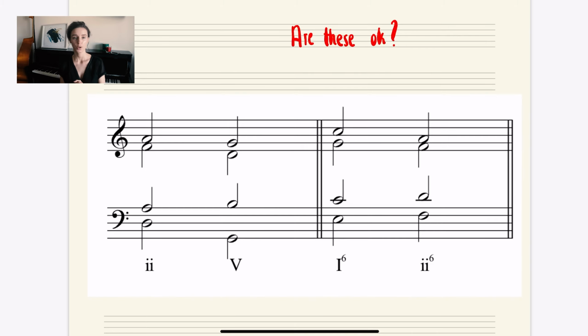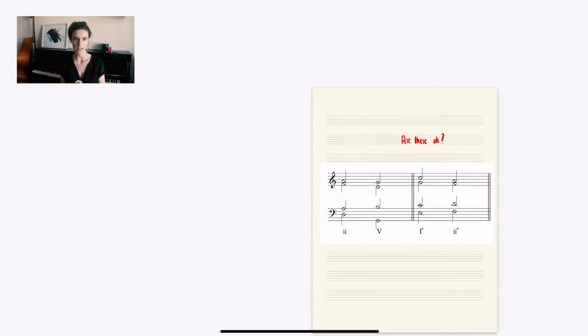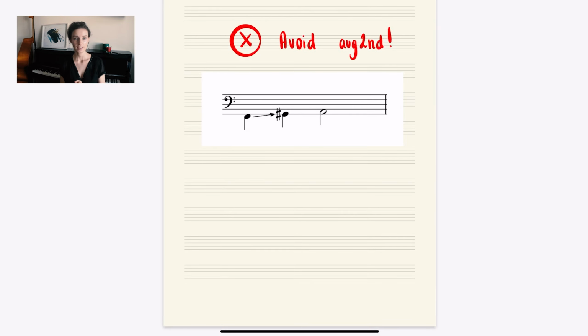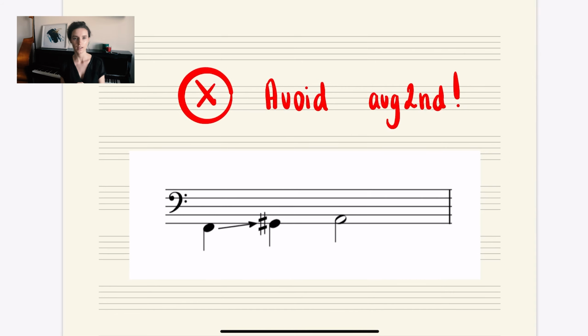The fourth rule of voice leading is avoid the melodic interval of an augmented second. It is extremely difficult to sing an augmented second, so do not ever ask your singers in your choir to sing the interval of an augmented second.